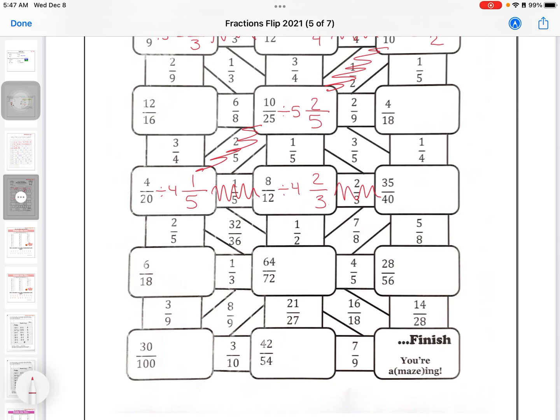35 and 40. They're pretty close numbers and big numbers. 35 does not go into 40 evenly, but if I divide them both by 5, because I see that they end in a 5 and a 0, I get 7/8.